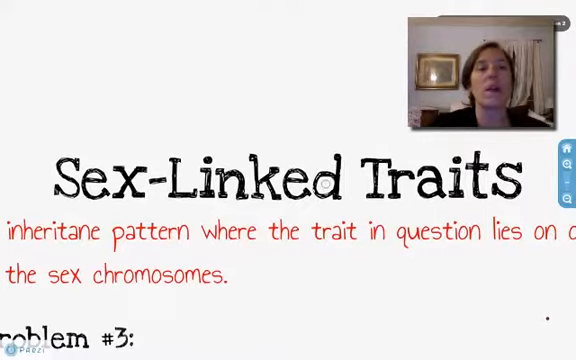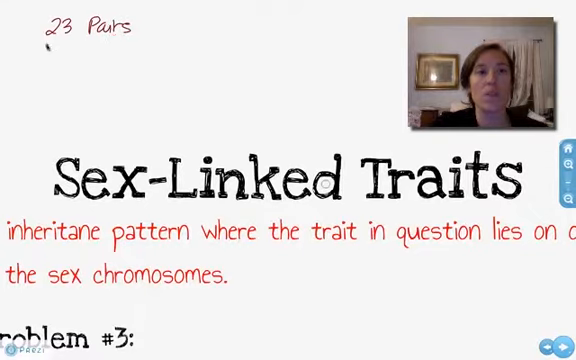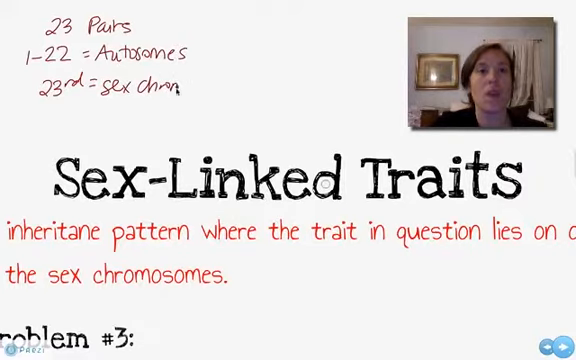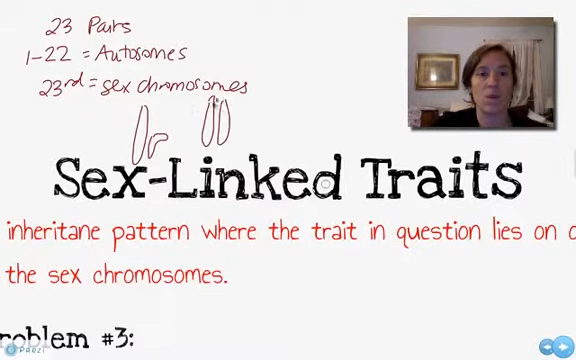So remember, in the body you have 23 pairs of chromosomes. The first 22 pairs are called your autosomes, and those have things like eye color, hair color, intelligence, any other trait you can think of. And then that 23rd pair is the sex chromosomes. If you are a male, then those chromosomes are X and Y. And if you are female, then those chromosomes are X and X.